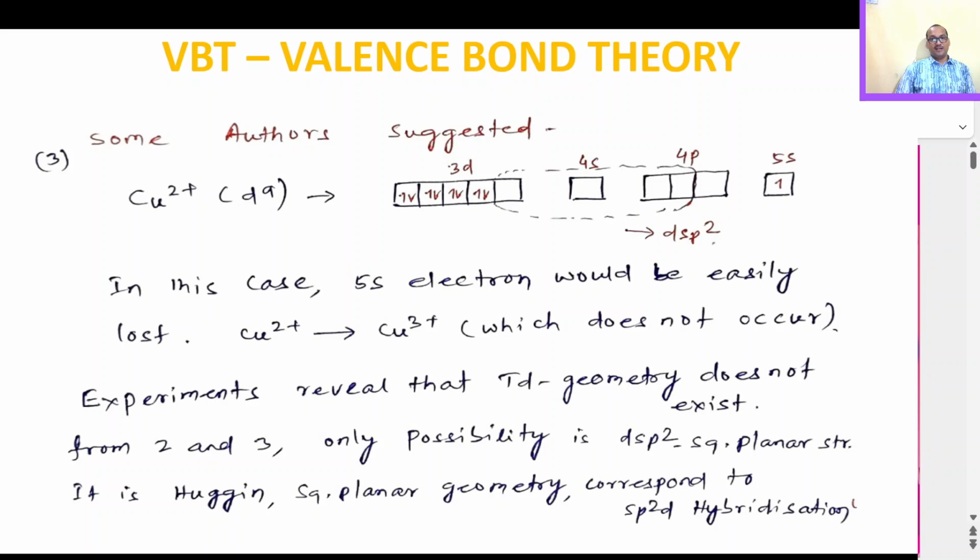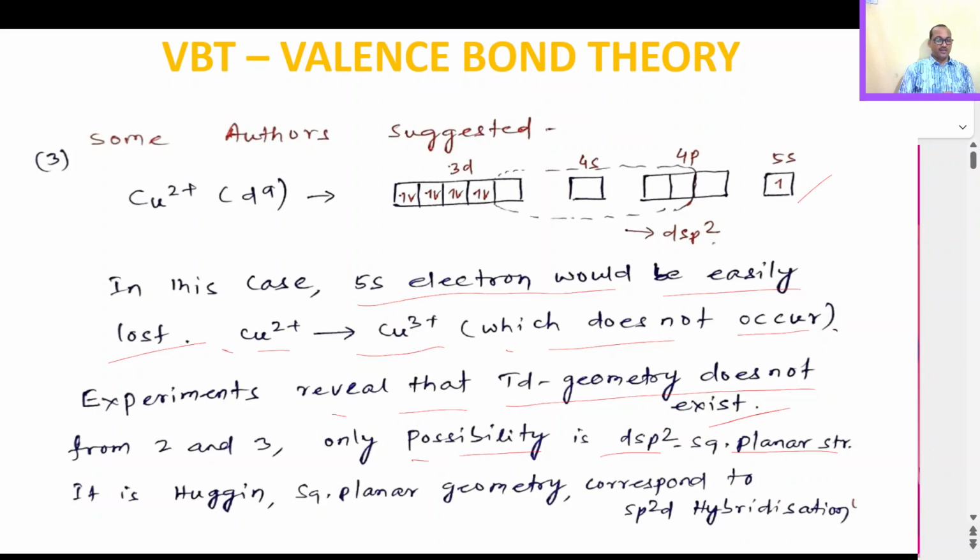But some authors suggested that one of the d electrons will go to the 5s orbital, so again you have this dsp2 hybridization. But in this case, this 5s electron would be easily lost, because that is the valence shell, the outermost shell. So in that case, what will happen? The copper 2+ must form copper 3+ upon losing that 5s electron, but this does not occur. So experiment revealed that the tetrahedral geometry does not exist. And from points 2 and 3, the only possibility is dsp2, that is the square planar structure.